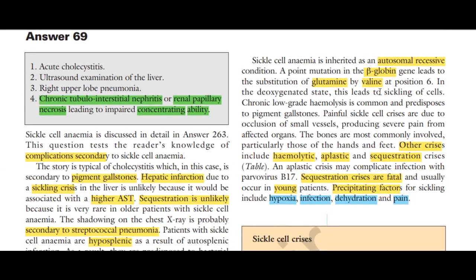And let's review some other details. It's an autosomal recessive disease because of the substitution of glutamic acid by valine. We have other crises like hemolytic crisis, aplastic crisis, and sequestration crisis. Sequestration crisis can be fatal and usually occurs in younger patients, and the precipitating factors for sickling include hypoxia, infection, dehydration, and pain.